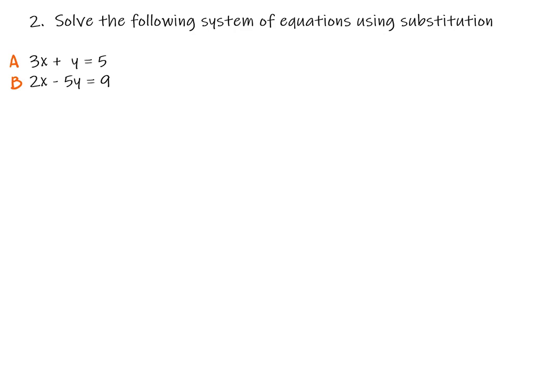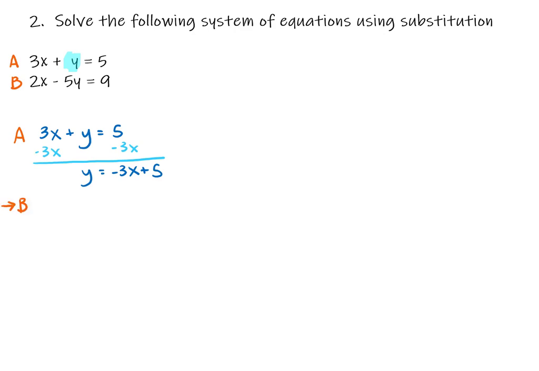And now I want to isolate the y in equation A because that has a nice coefficient of 1. So I'm going to subtract 3x from both sides, and I'll get y is equal to -3x plus 5. Now that I've isolated this variable, I'm going to plug it into the other equation, meaning into equation B.